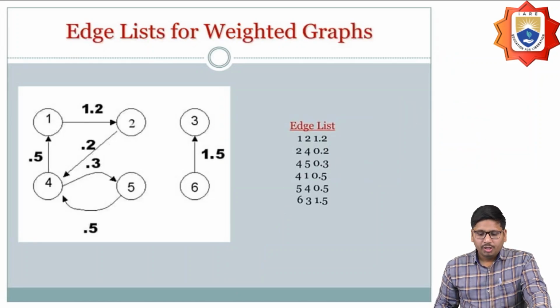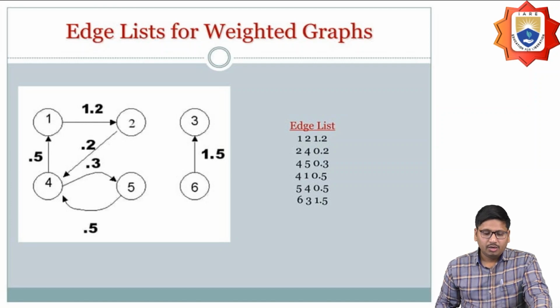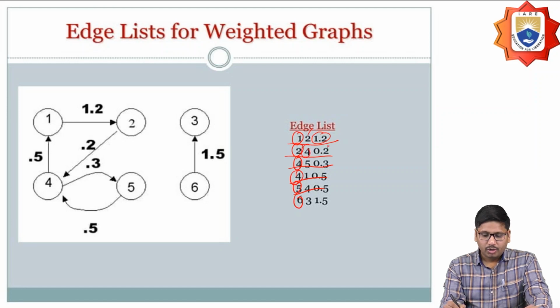Now I'm going to represent the adjacency list for a weighted graph. Normally a weighted graph means that the edges carry weights. So while listing this adjacency list, we have to represent the edge that is connected along with the weight value. So for 1, the node that is connected is 2 and the weight value is 1.2. For 2, it should be 4 and the weight value is 0.2. Like this, we have to represent it here.